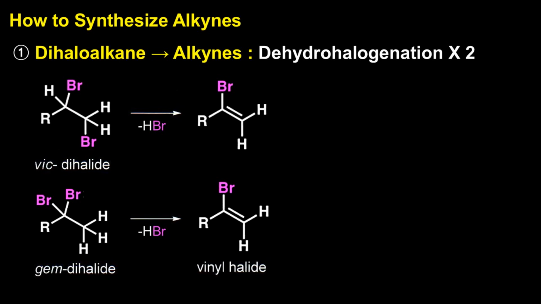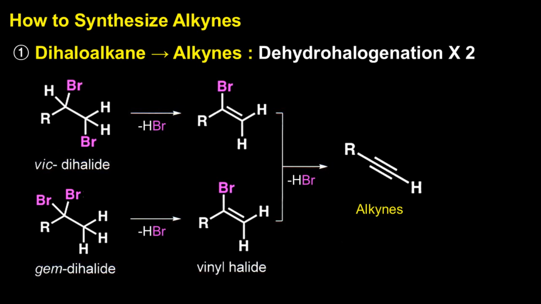In both cases, we use a reaction called dehydrohalogenation, which basically means we're removing a hydrogen and a halogen to form a new bond. In the first step, we take out one equivalent of HX, something like HBr, and that gives us a vinyl halide, which has a double bond in the structure. Here's the key part. If we do that elimination one more time, we can go all the way from a dihalide to an alkyne. So it's a two-step elimination.